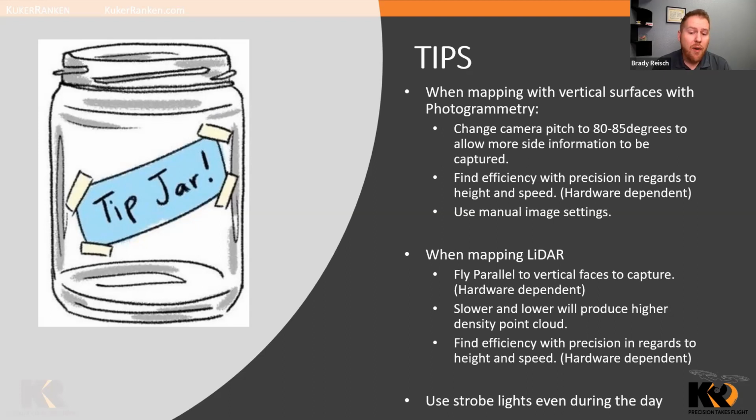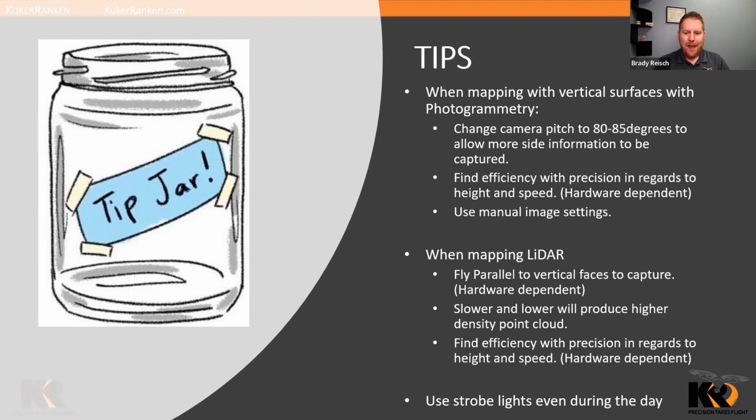Depending on what type of hardware you have, you must find the efficiency in conjunction with the precision that you need in regards to height and speed. The slower you go, the better data you're going to get, but it's going to take you a lot longer to fly. So you have to find that good efficiency location. Personally, I like to fly between 100 and 200 feet. So we usually average that out to about 150 feet to get the best precision while maintaining our efficiency with photogrammetry aircraft. I would also highly suggest using manual image capture settings.